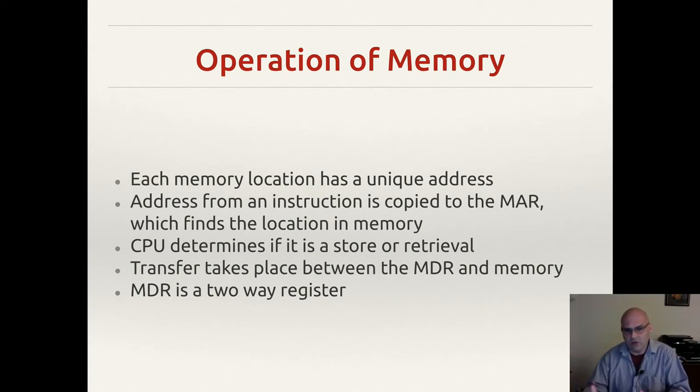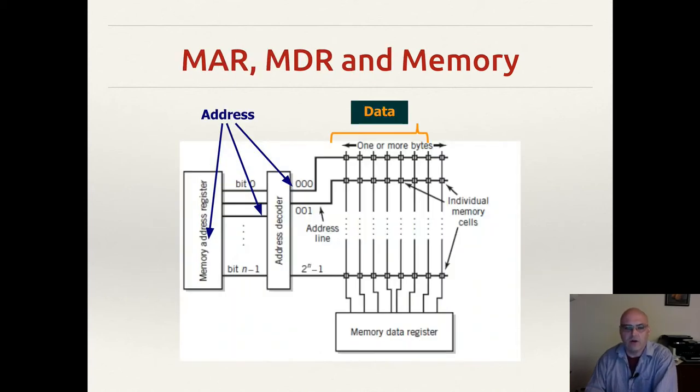Then memory is going to use another register called the memory data register in which to give us the results. So the memory address register and the memory data register are both registers in the CPU that are used to communicate with memory. They're used to hold the address and the data that we want to have.